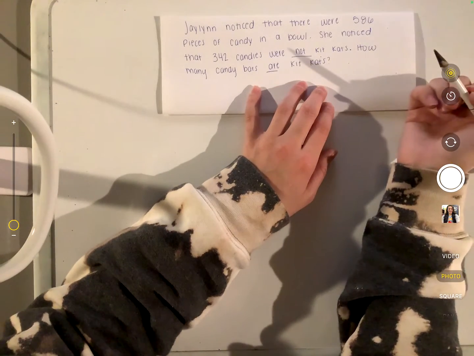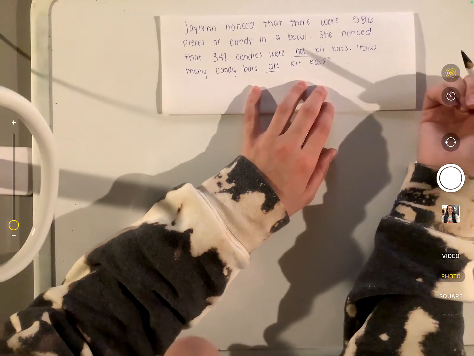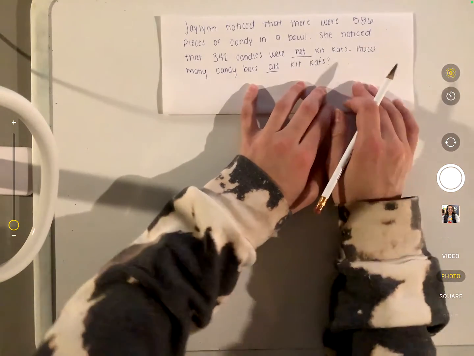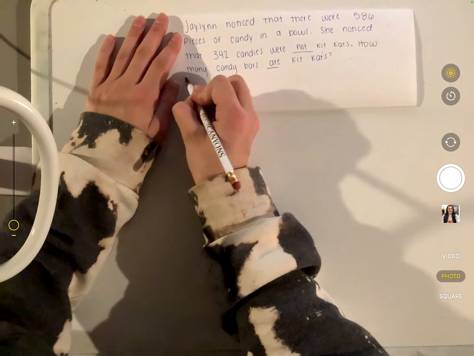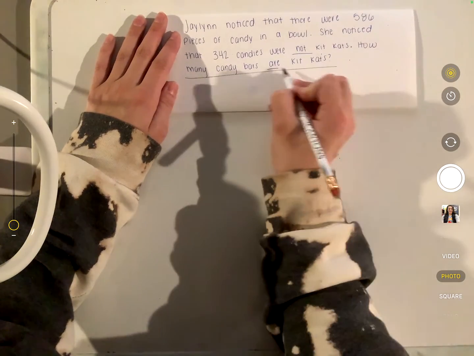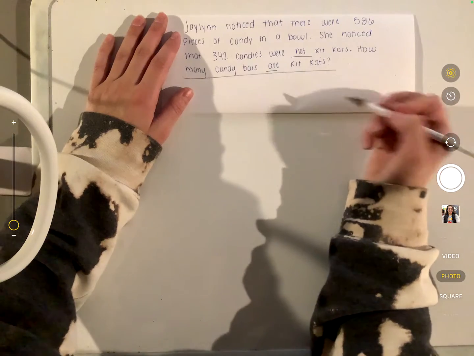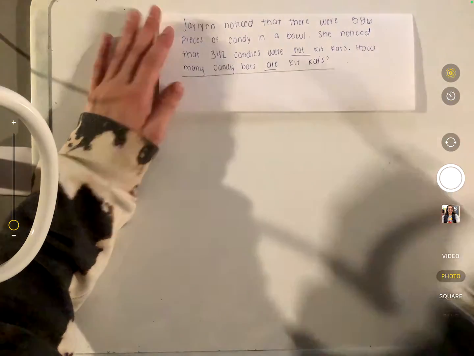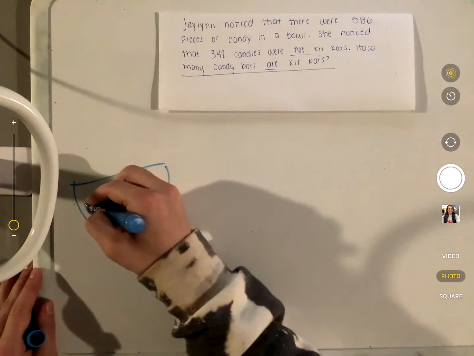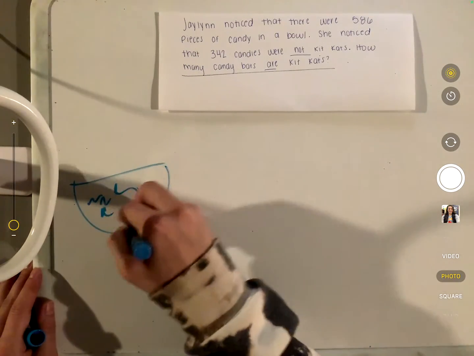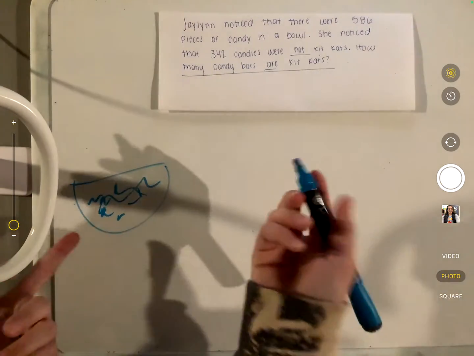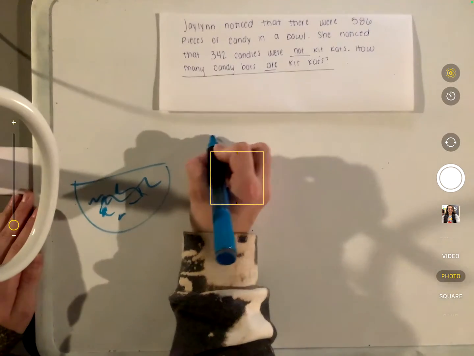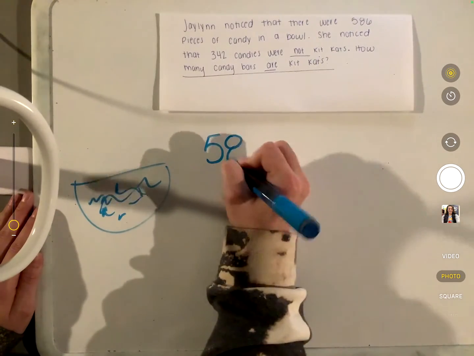Okay, so that's a little confusing. But what's the first thing we need to do? We need to figure out what this problem is asking me. So this problem is asking me how many candy bars are Kit Kats. So I need to know how many Kit Kats are in this bowl, right? So sometimes it helps to draw a picture. That's one thing that you can do. You can draw a bowl. You can put a bunch of candy in it. We'll just say that that's all candy. And Jaylyn noticed that there were 586 candies in this bowl, right? So there's 586 candies in total, right?